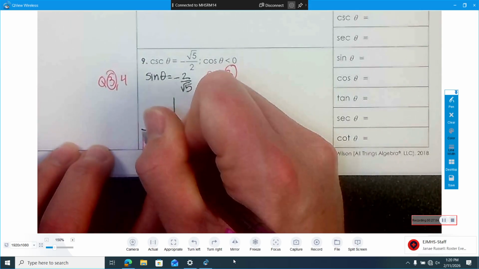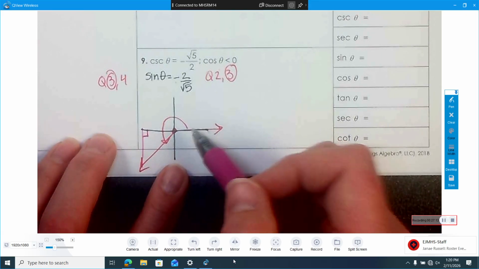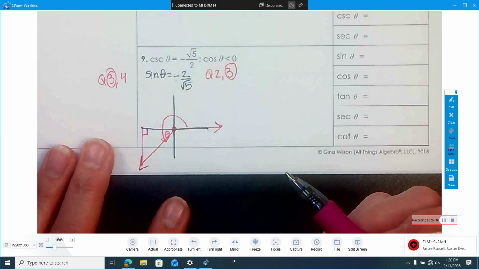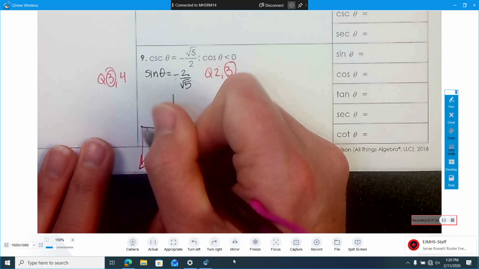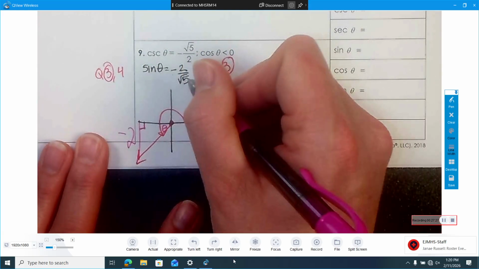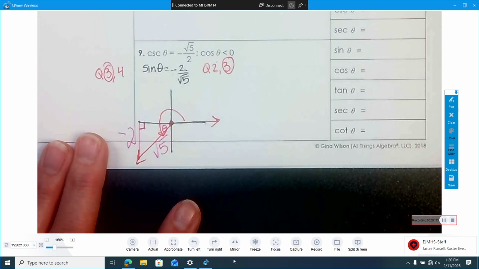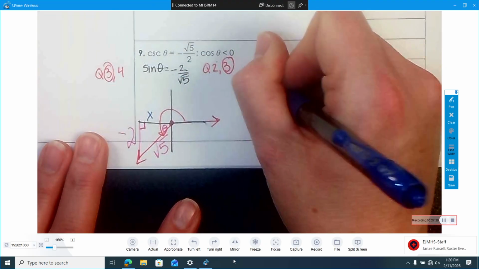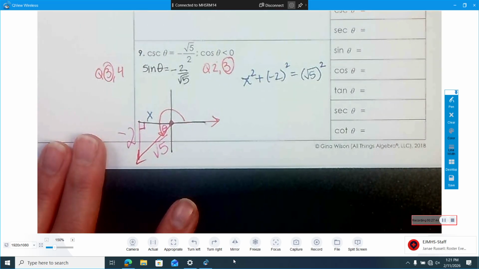I'm going to drop my altitude up to the x-axis, very important. And I can label some sides here. What information do I know in this triangle? Square root 5. On the y side, the vertical side is negative 2. The radius, the hypotenuse, is radical 5. And yes, we want to use the Pythagorean theorem to figure out the x. So x squared plus negative 2 quantity squared equals root 5 quantity squared.